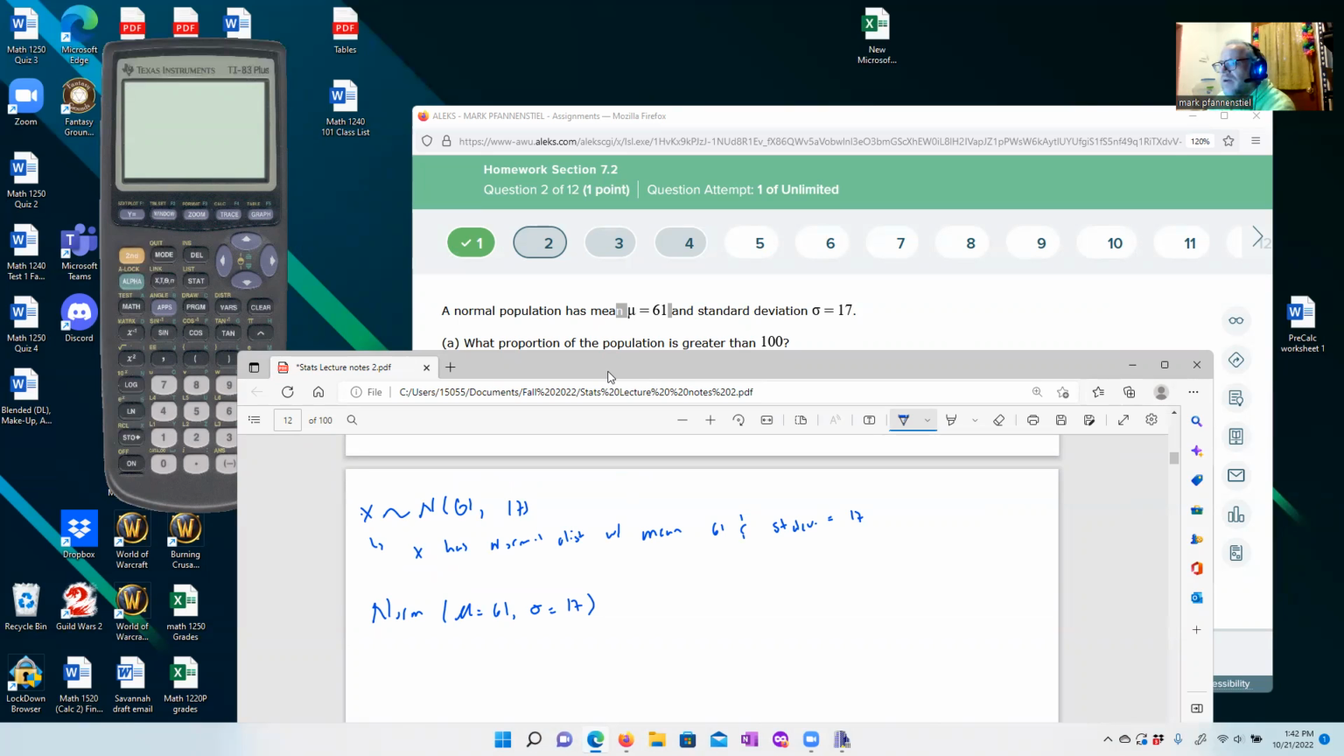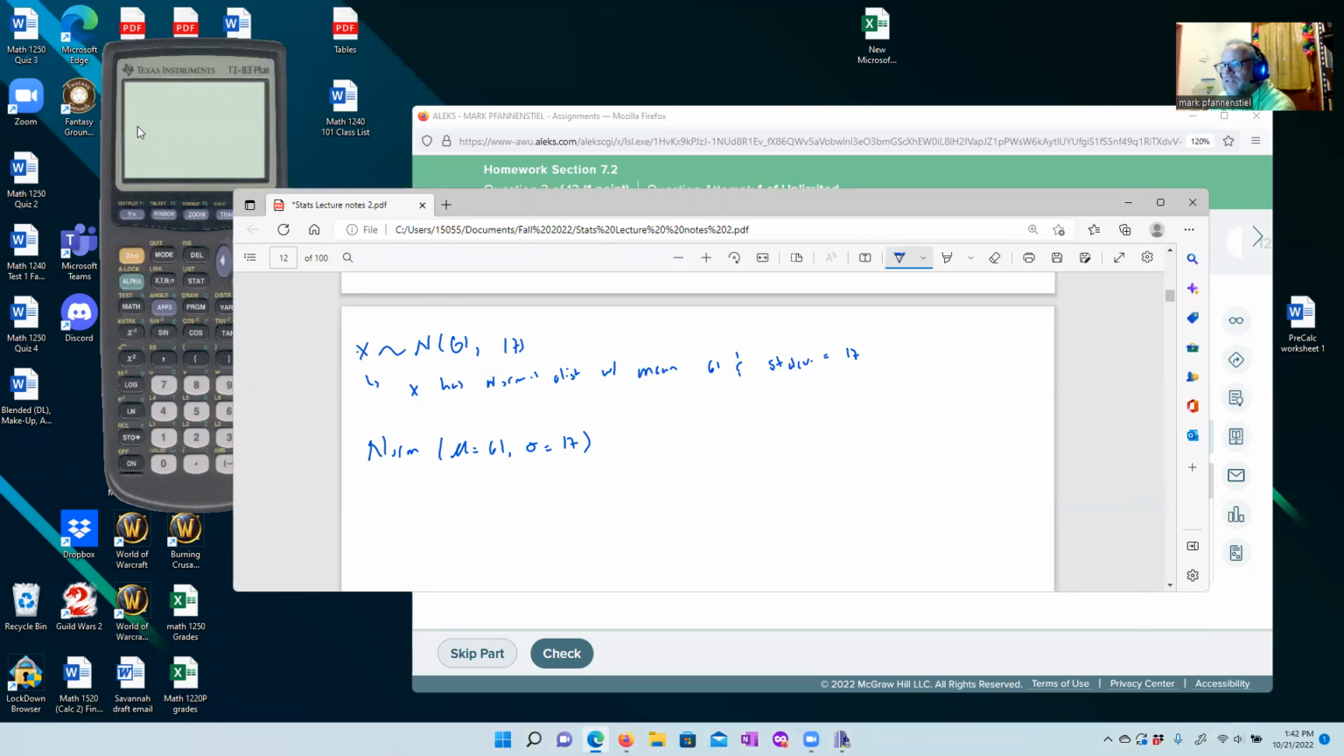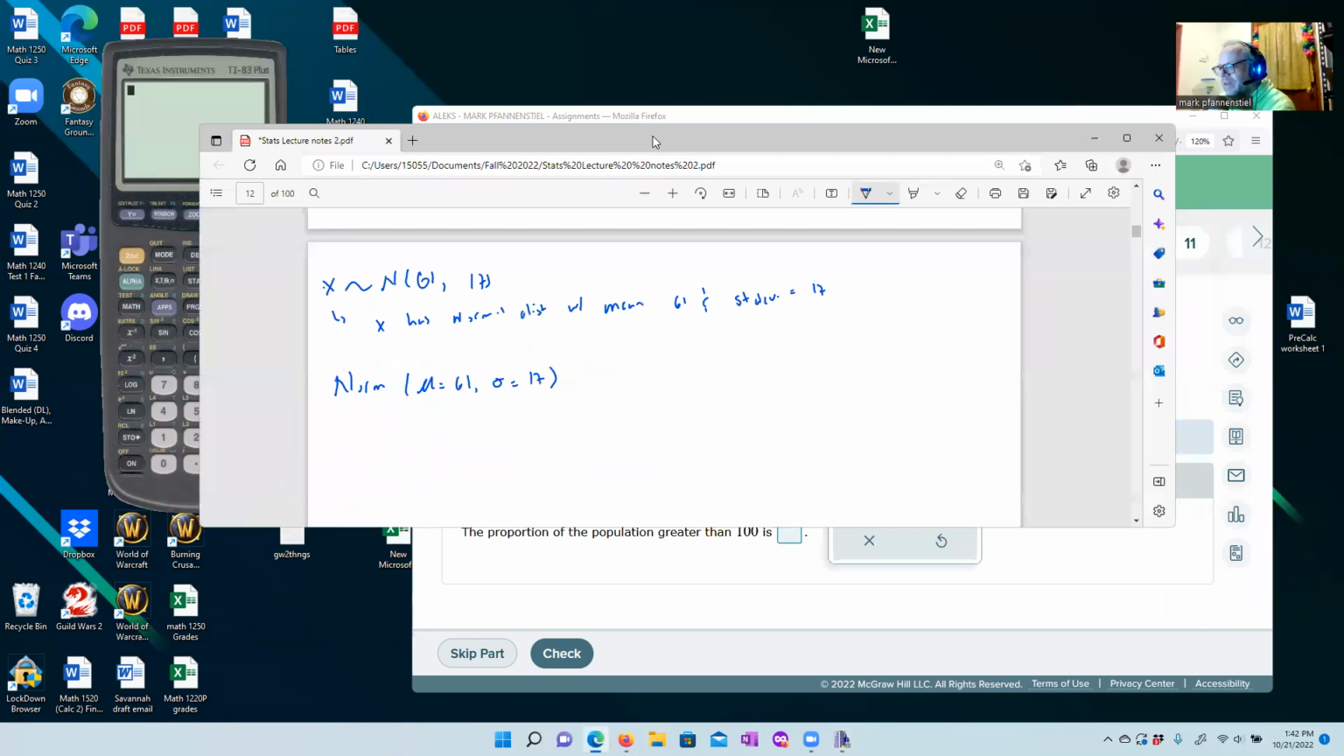So they want to know what proportion of the population is greater than 100. Most of this, and I apologize for this, we're pretty much going to be dealing with how-to calculator for a lot of this class. So they want to know what is the proportion that is greater than 100. We'll have our normal distribution here. Here's 61.